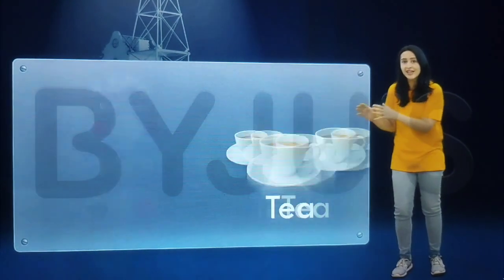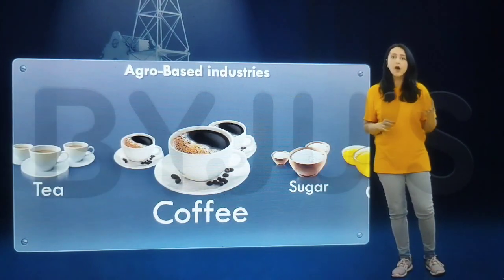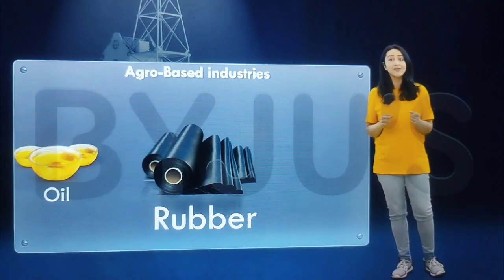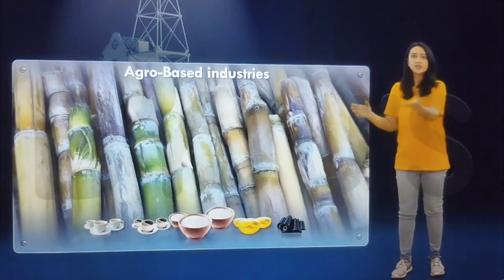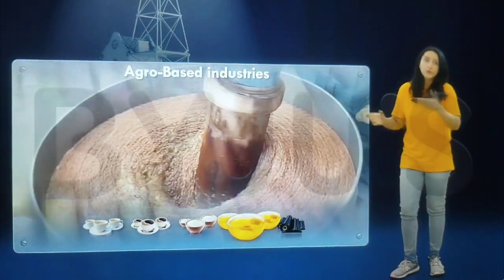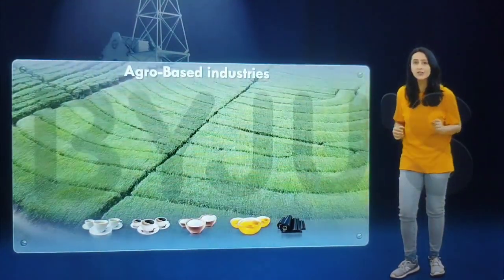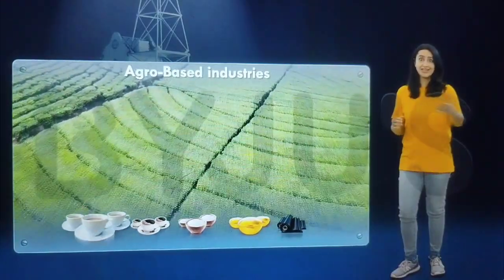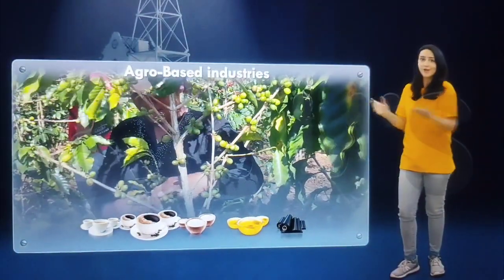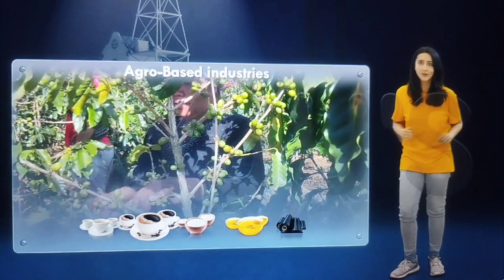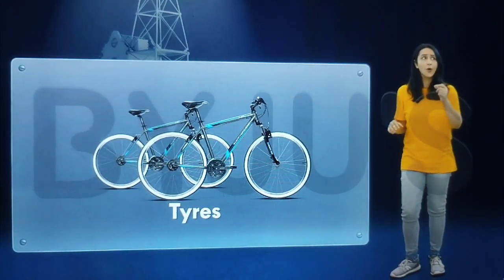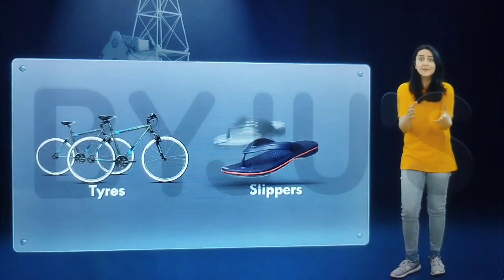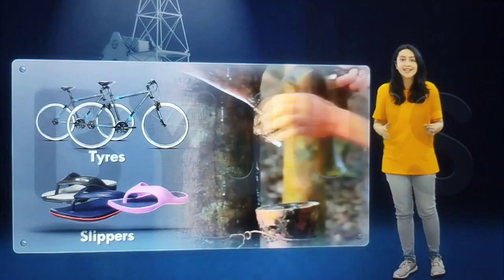Now, apart from the textile industry, tea, coffee, sugar, oil, and rubber are also considered to be agro-based industries. Sugar is obtained from sugarcane, oil from oil seeds, and the raw materials for the refreshing beverages like tea and coffee are also obtained from agriculture. What's more, various rubber products like the tires of your bicycle or some of your footwear like slippers are produced from raw latex obtained from rubber trees.